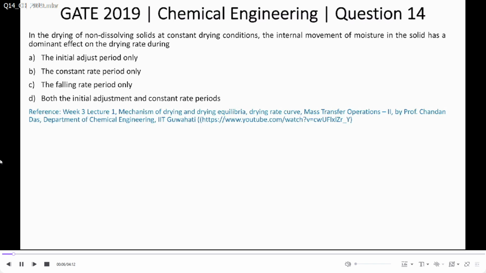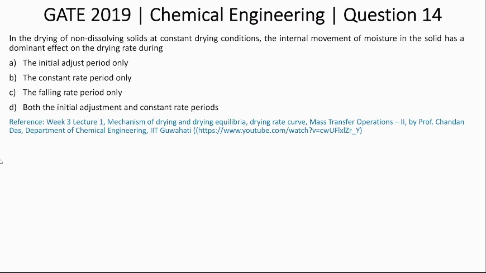Now, this is a question from 2019 GATE, and it's basically a multiple choice theory question. In the drying of non-dissolving solids at constant drying conditions, the internal movement of moisture in the solid has a dominant effect on the drying rate during, and the four options given are: A, the initial adjust period only; B, the constant rate period only; C, the falling rate period only; and D, both the initial and constant rate periods.